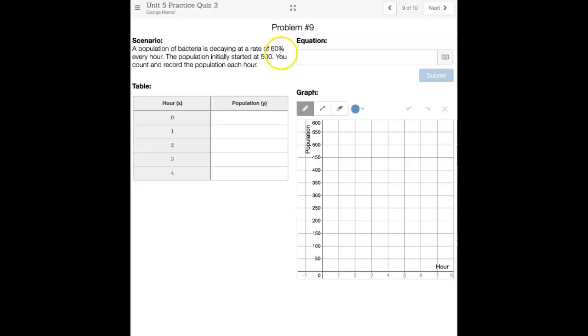Population of bacteria is decaying at a rate of 60% every hour. The population initially started at 500. You count and record the population each hour. This is a little tricky because I don't know if it's telling me that there's 60% remaining or that 60% goes away and there's 40% left. So let's just say that since the wording's a little tricky, we'll just say there's 60% left, and if you happen to interpret it as 40% left, then that could possibly be acceptable, because we don't have a super clear written explanation.